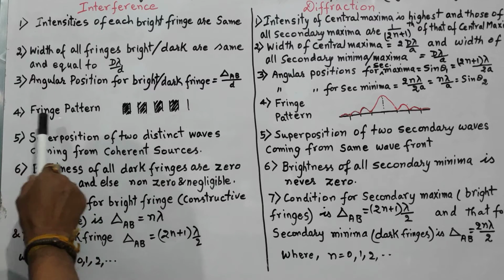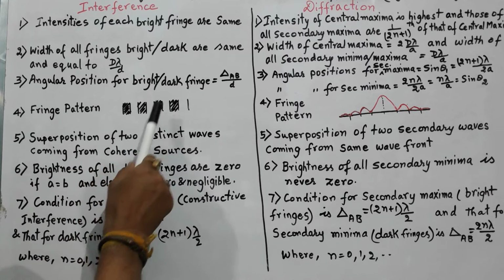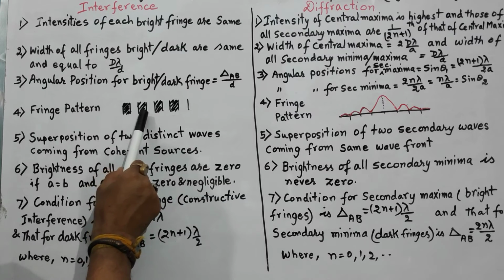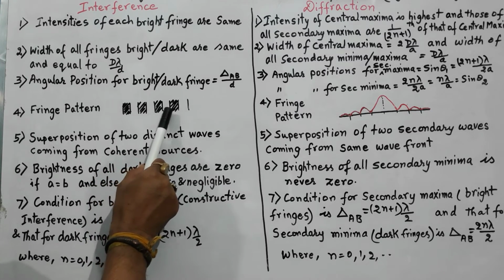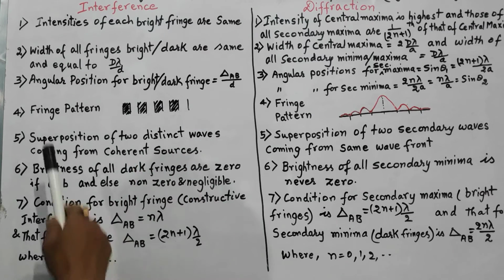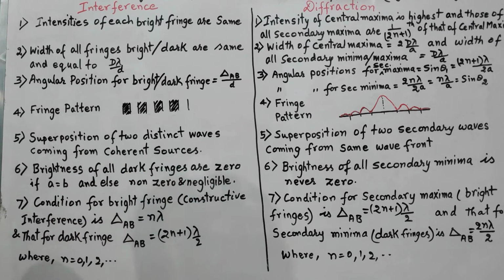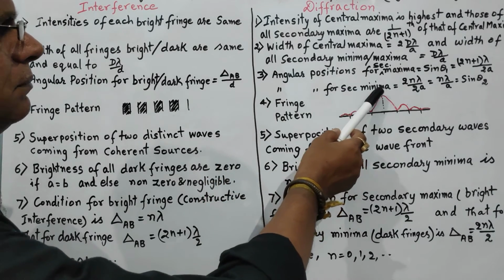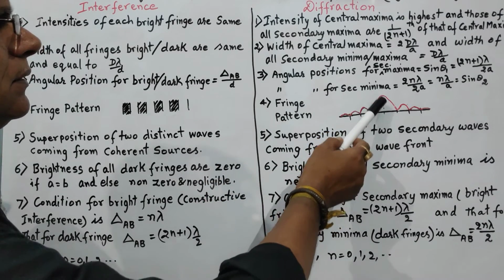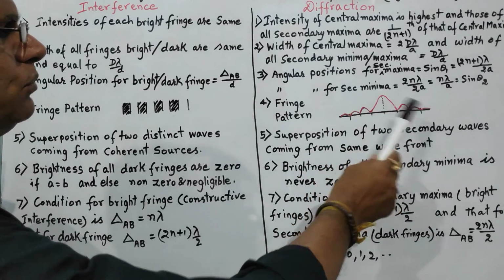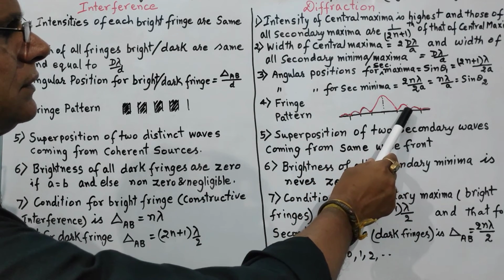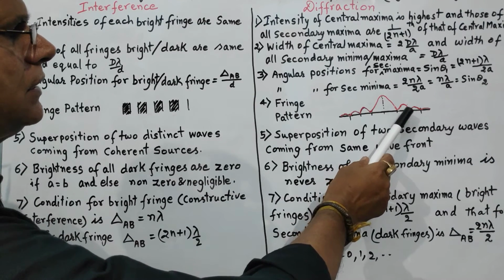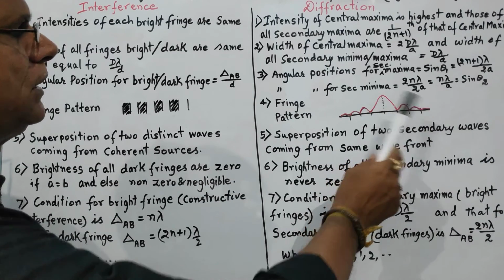Now the fourth one is fringe width. In interference, the bright and dark fringes are all of the same width, the pattern is like this. But for diffraction, the central bright fringe is the brightest, and as we move to the other sides, the intensity of the secondary maxima keeps diminishing.